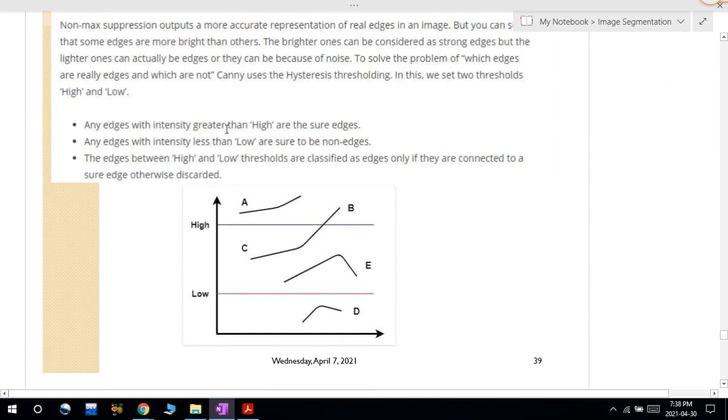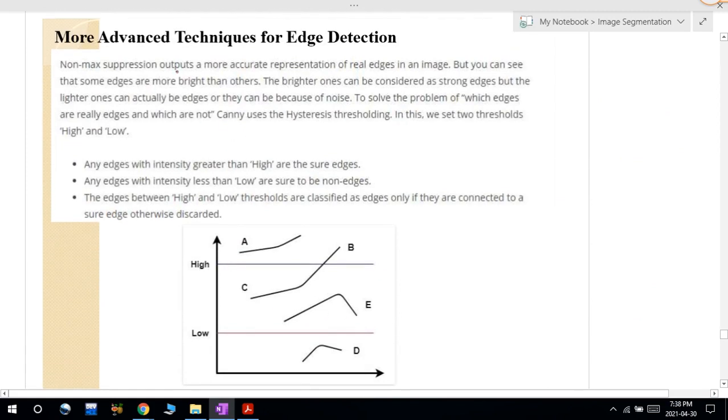I will explain in detail. Non-maximum suppression outputs a more accurate representation of the real edges in the image. So this is the final step. The first step is applying the Gaussian blur, and after this the magnitude is applied to get the gradient image. The second is non-maximum suppression, which is used to convert the thick edges to thin edges, and the final step is to get the real, more accurate edges. Non-maximum suppression outputs the more accurate representation of the real edges, but you can see that some edges are brighter than others.